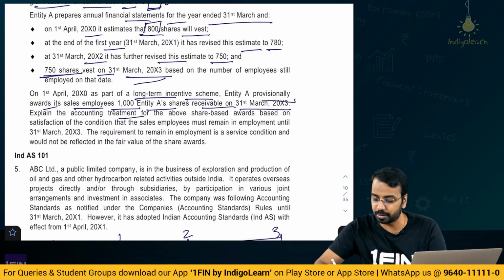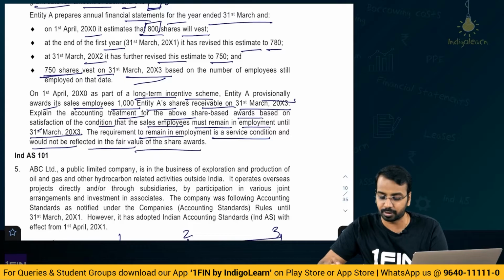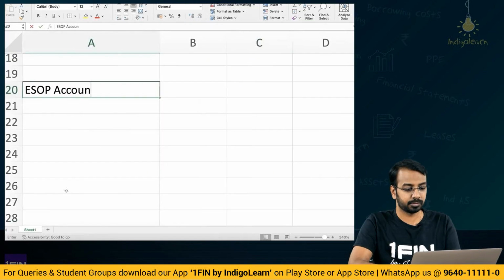Explain the accounting treatment for the above share-based awards based on satisfaction of the condition that sales employee must remain in employment until 31st March of year 3. The requirement to remain in employment is a service condition and would not be reflected in the fair value of the share awards. So, what has happened here?